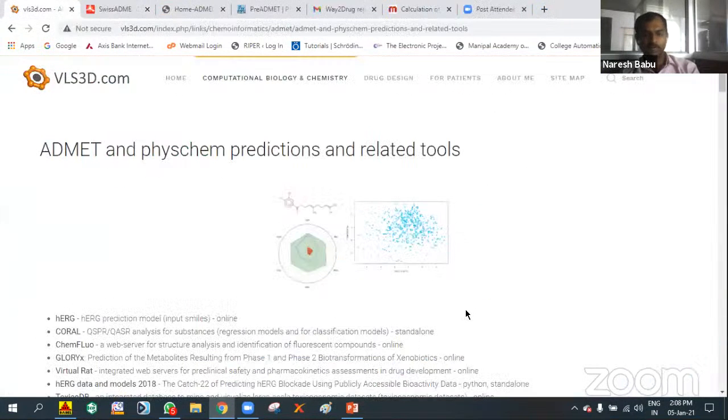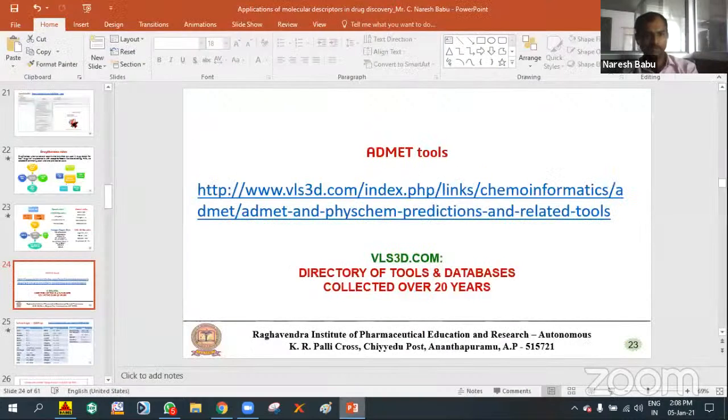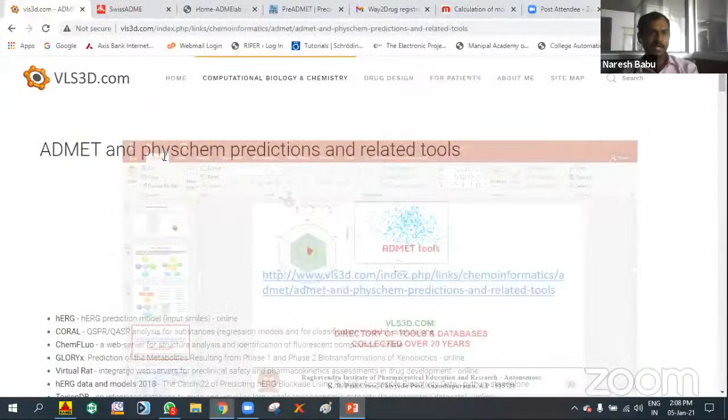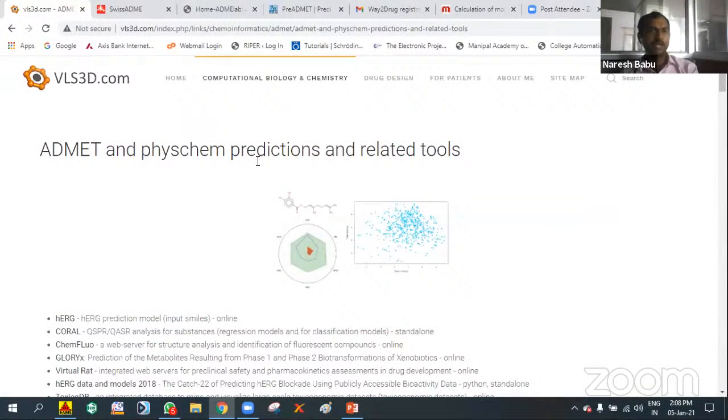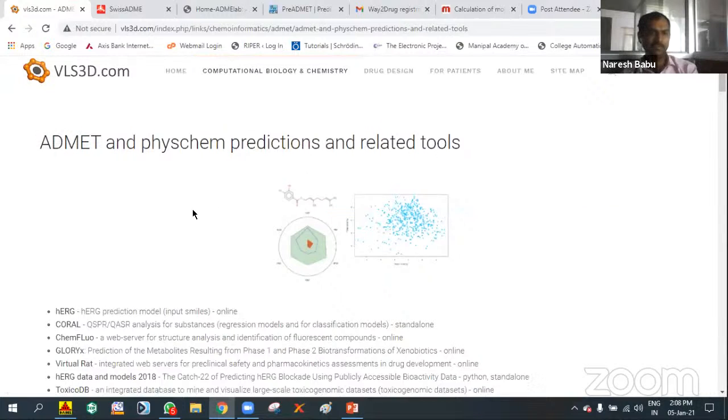So this is the link I gave in that slide. That ADME tools, that is VLSD3D.com. It is a directory of tools and databases collected over 20 years. So the ADME and physicochemical predictions and related tools we can observe. All the different tools, links we can observe here.